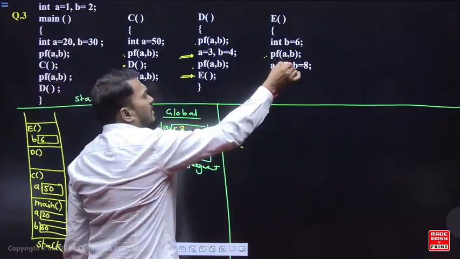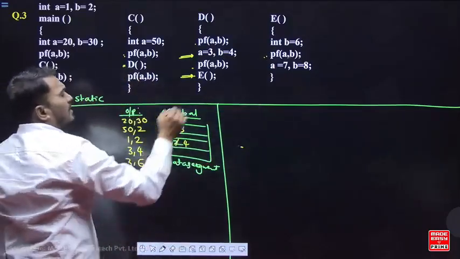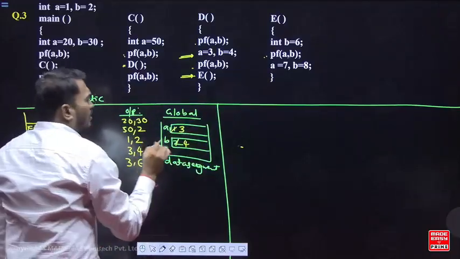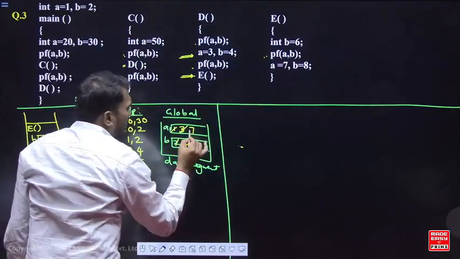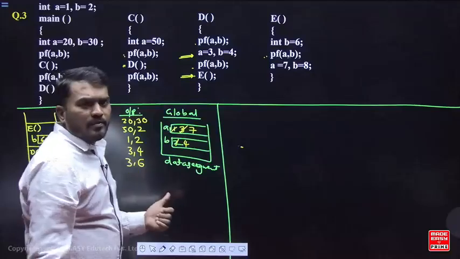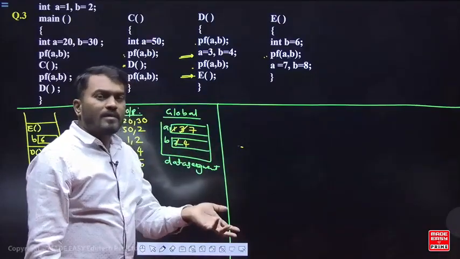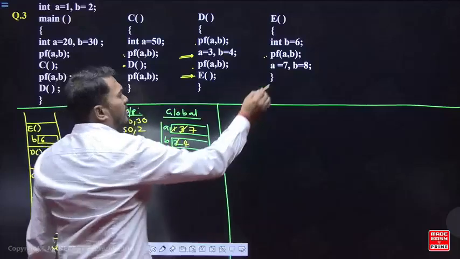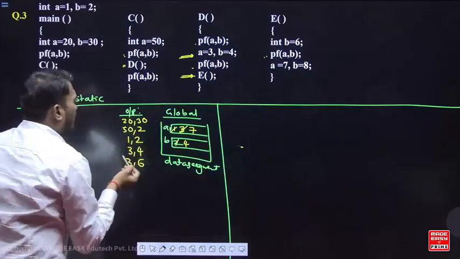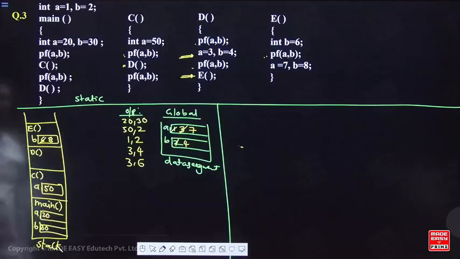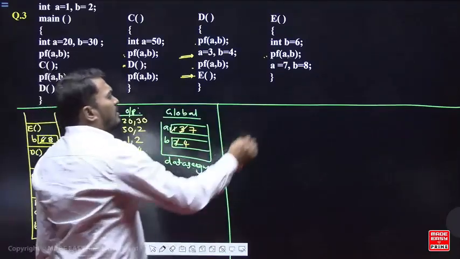Next a equal to 7, b equal to 8. a is a free variable, so you update it in the global. In the global you update the a value to 7, because with static scoping free variables are resolved from global. Next b equal to 8. b is a local variable here, so it will change the b value to 8. Right, so this is done.